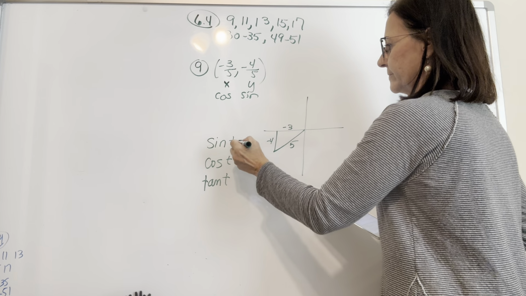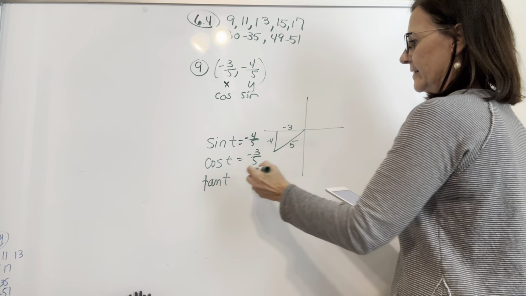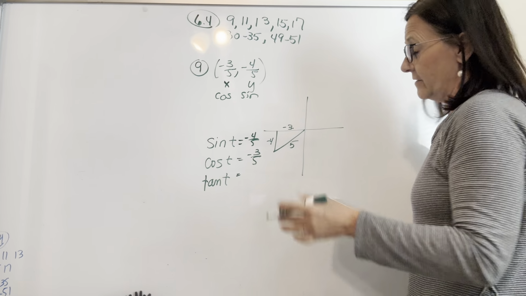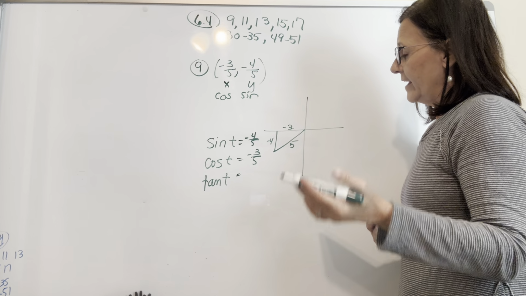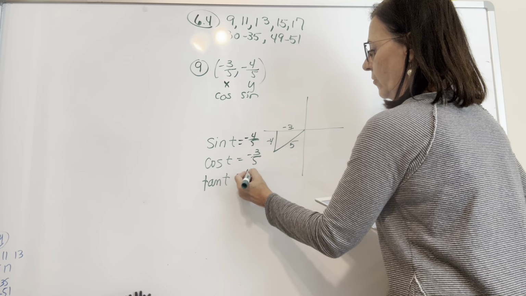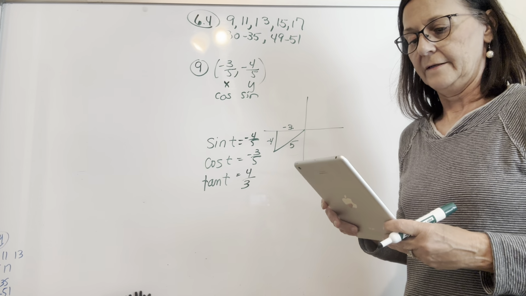The sine is -4/5. The tan is opposite over adjacent. Negative over negative is positive. I was expecting the tangent to be positive in this quadrant. So the tan is 4/3. Got it?